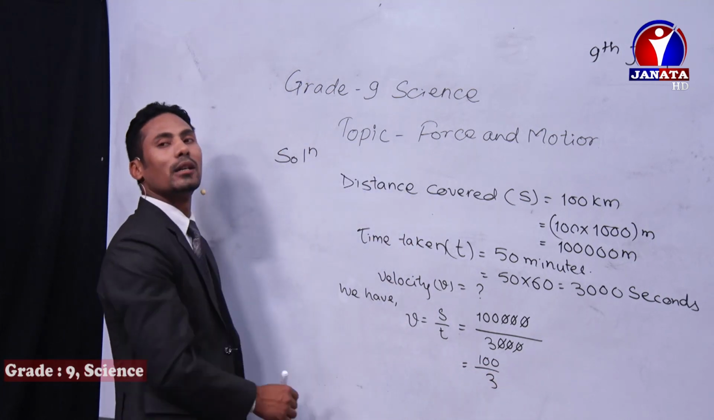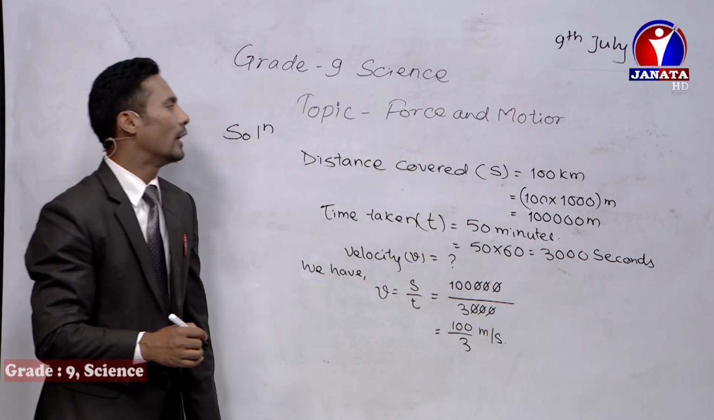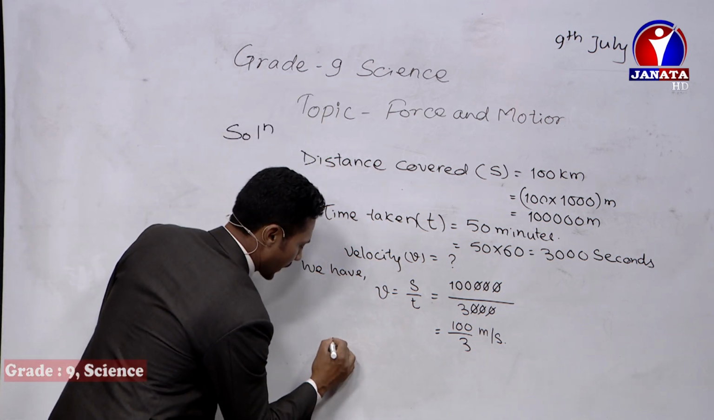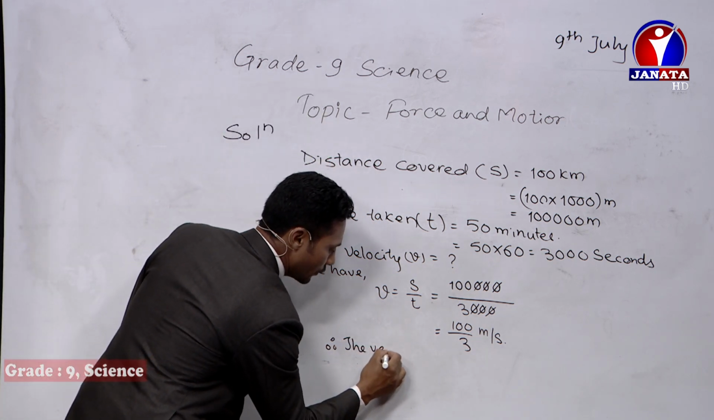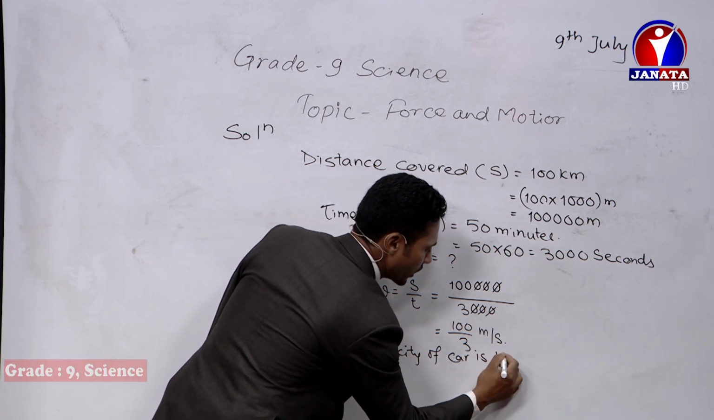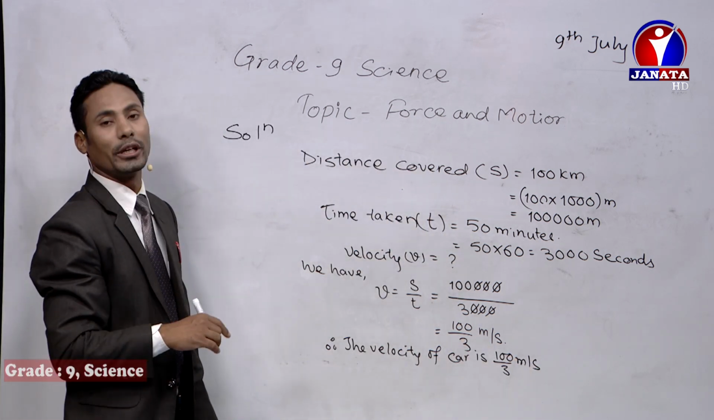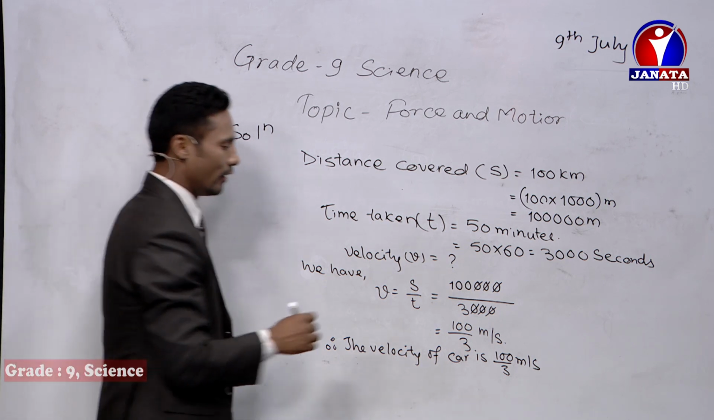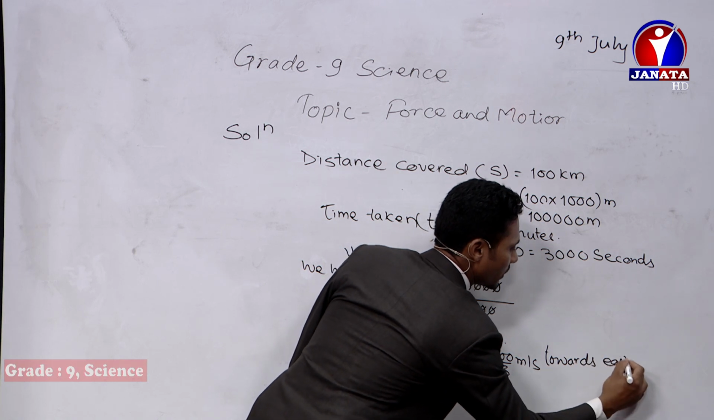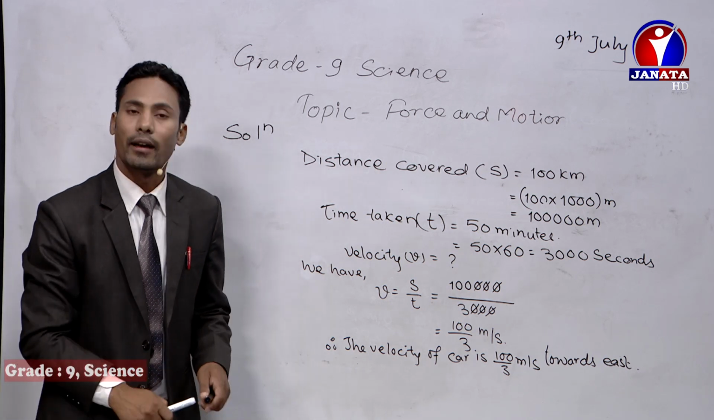Now velocity, it is meter per second. Therefore the velocity of the car, so conclusion you can write down, the velocity of the car is 100 by 3 meter per second towards the east, because in the question the direction is mentioned over there. So we'll write down this towards east. Like this we can calculate the velocity of a moving object.